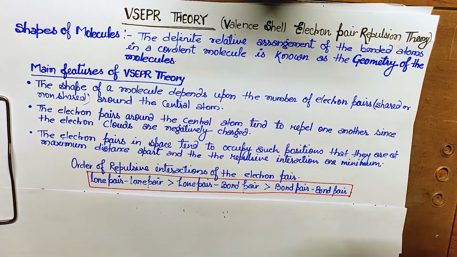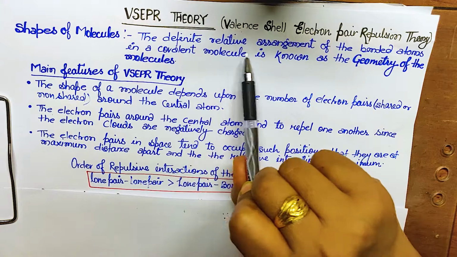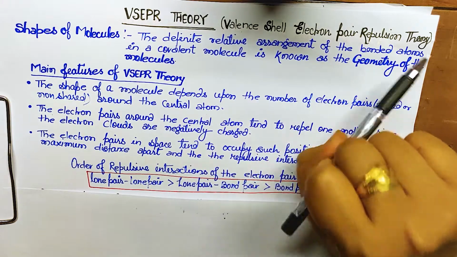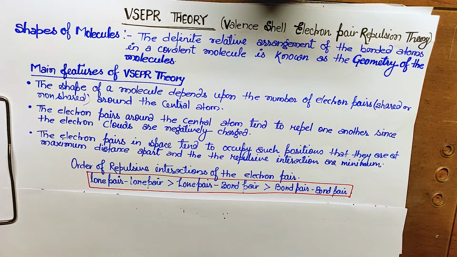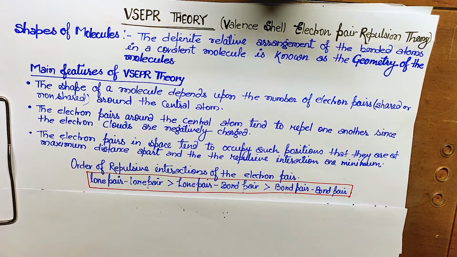What does it mean? Shape of molecules is the definite relative arrangement of the bonded atoms in a covalent molecule. That is also known as the geometry of the molecule. That means it is a definite relative arrangement. एक दूसरे atom के respect में whatever the definite arrangement will be there, that is called the shape of the molecule. And that is also known as the geometry of the molecule.